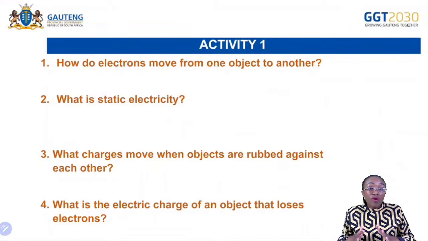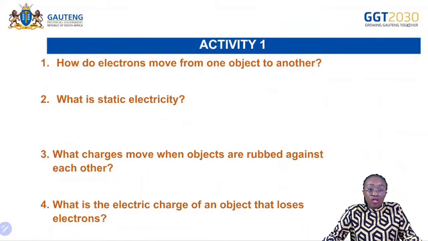Which brings us to our first activity. I'm going to read out the questions and then give you time to answer the questions. Don't forget to send in your solutions to our WhatsApp number 079-578-2908. Question 1. How do electrons move from one object to another? Question 2. What is static electricity? Question 3. What charges move when objects are rubbed against each other? Question 4. What is the electric charge of an object that loses electrons? Give yourself 4 minutes to quickly answer these questions. Then after 4 minutes, we are going to do the solutions together. See you after 4 minutes.